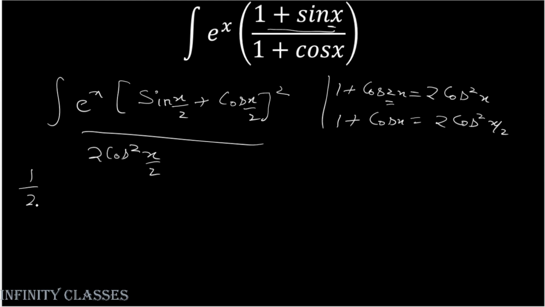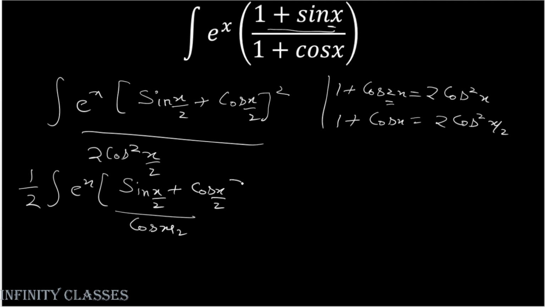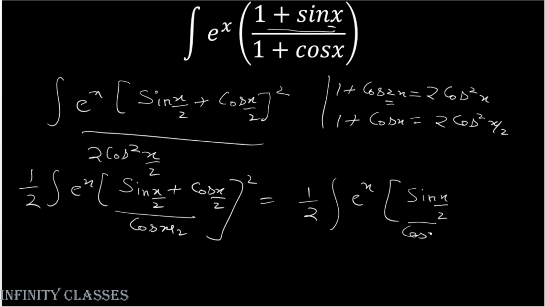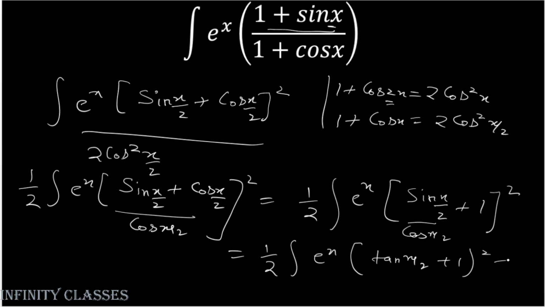Now we can write 1 upon 2 outside because it's constant. So e^x (sin x by 2 plus cos x by 2) whole square upon cos square x by 2. We can write this as 1 upon 2 e^x (sin x by 2 upon cos x by 2 plus 1) whole square, because we separated sin x upon cos x and plus 1. Now this one is 1 upon 2 e^x (tan x by 2 plus 1) whole square plus c. So e^x tan x by 2.